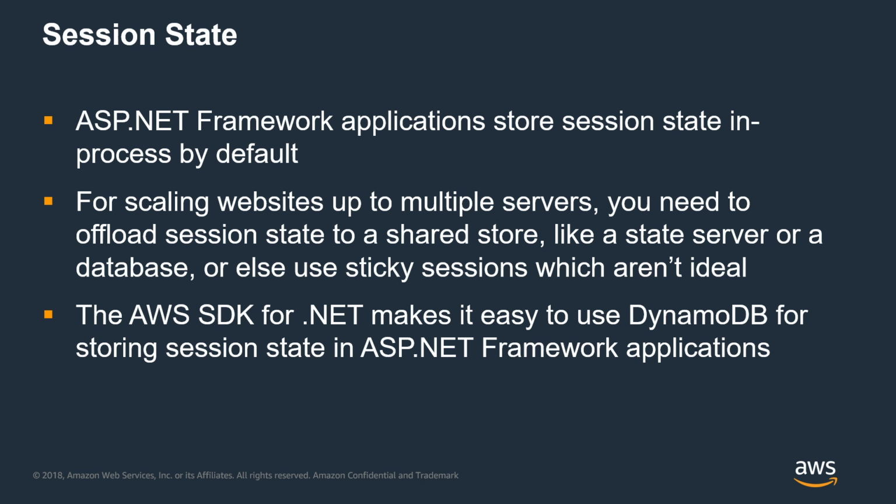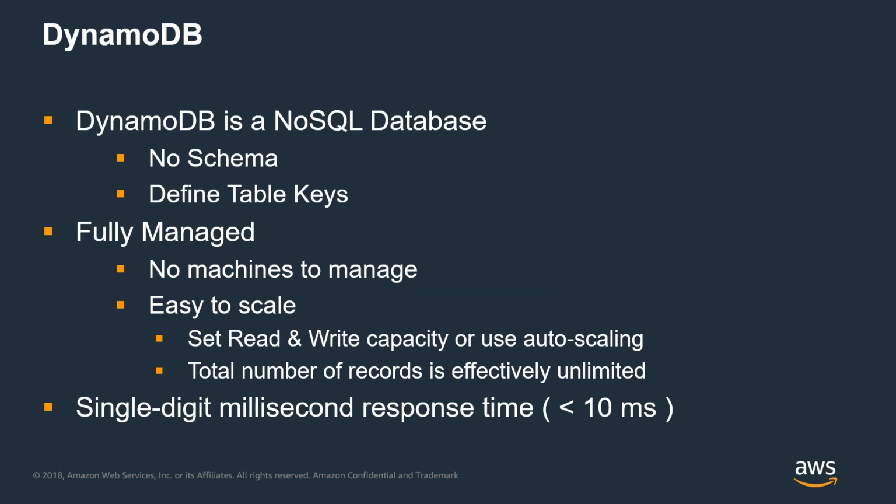Another solution, leaving the session state tied to the web application server, means implementing sticky sessions, which introduces complexity and load balancing issues. So the AWS .NET SDK provides an easy way to configure your ASP.NET Framework applications to use Amazon DynamoDB instead. DynamoDB is a fully managed NoSQL database that doesn't require a schema. You just define primary keys for your tables. It's also fully managed. There aren't any servers to set up or updates or patches to worry about. You just choose the read and write capacity you need or enable autoscaling to have the capacity adjust automatically with demand. DynamoDB is also fast, with single-digit millisecond response times and effectively unlimited storage.